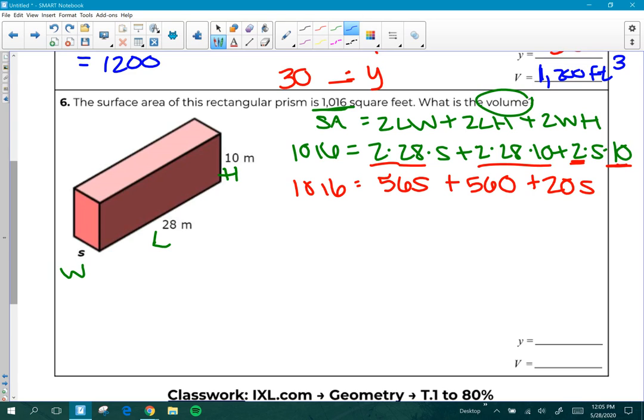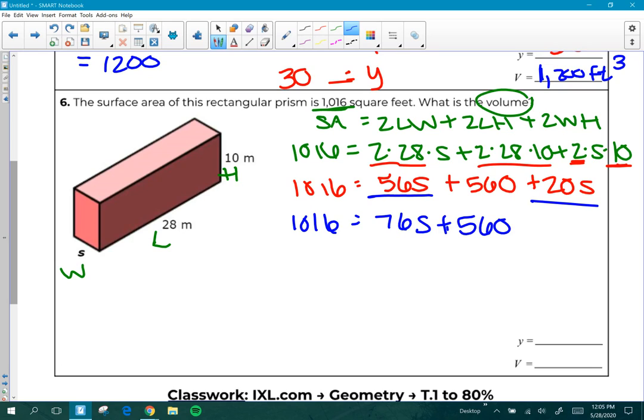Now that it's simplified, I have to combine like terms. On the left, again, nothing's changing here. The 1016 is all by itself. But on the right, I have 2 terms with an S. So I have 56S and 20S. I can combine those, and that'll give me 76S after I add them together. And then add 560.